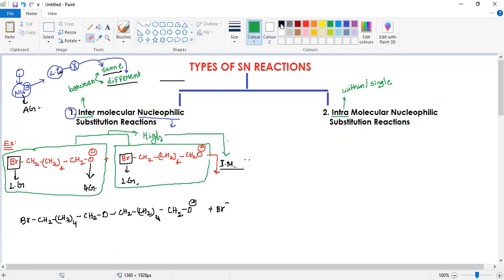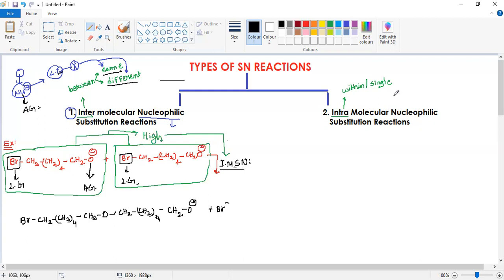Intermolecular nucleophilic substitution reaction is the very important point. So now let's go to intramolecular nucleophilic substitution reactions. As I said, intra means within, a single molecule.